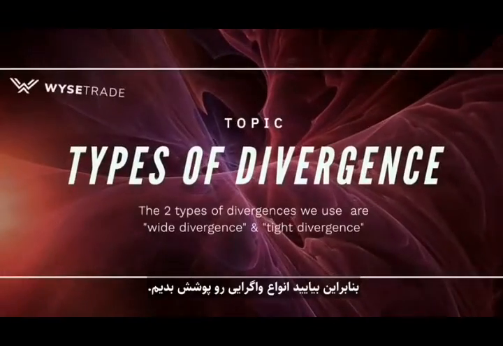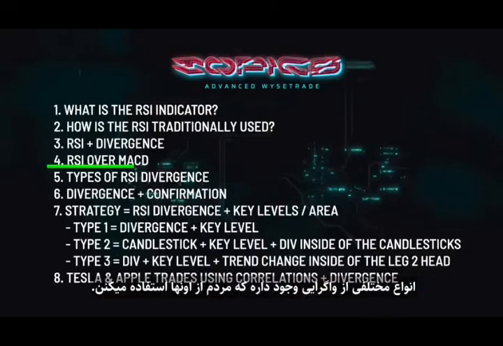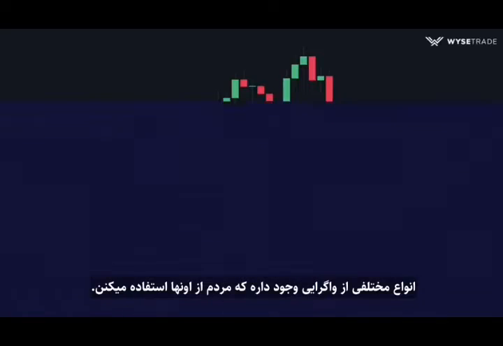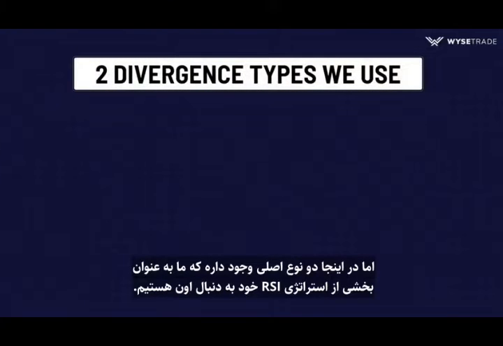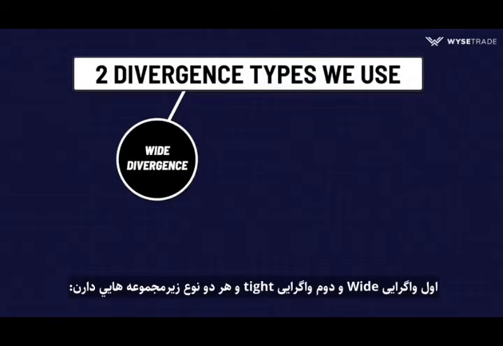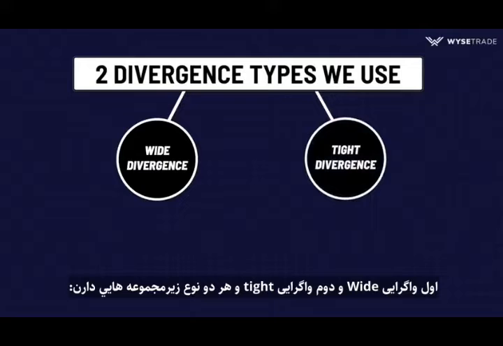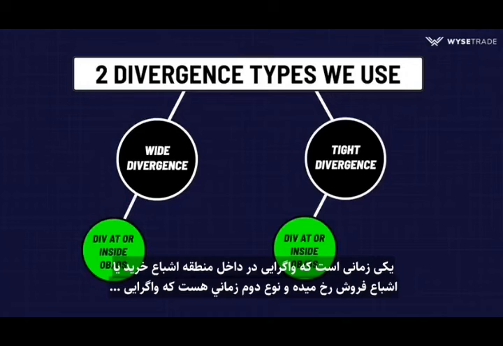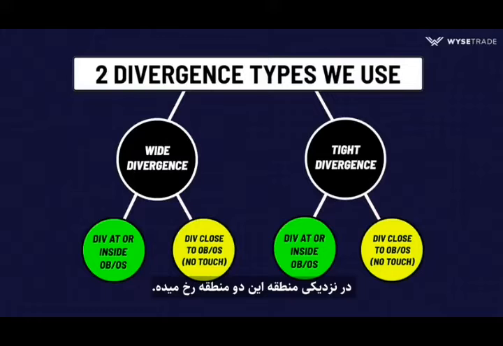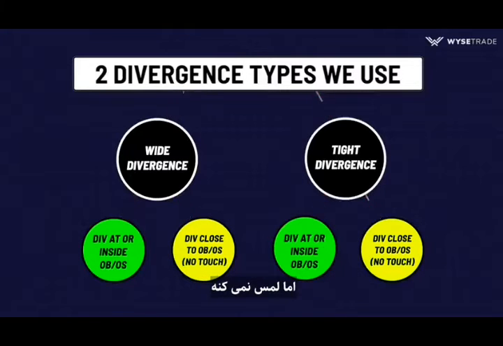So let's cover the types of divergences we look for. Now, there are many kinds of divergences people use, but here are the main two types that we look for as part of our RSI strategy. First is wide divergence, and second is tight divergence. And under each type, there are two subtypes. Subtype 1 is when the divergence occurs at or inside of the overbought or oversold region. And subtype 2 is when the divergence occurs close to the overbought or oversold region, but does not touch.